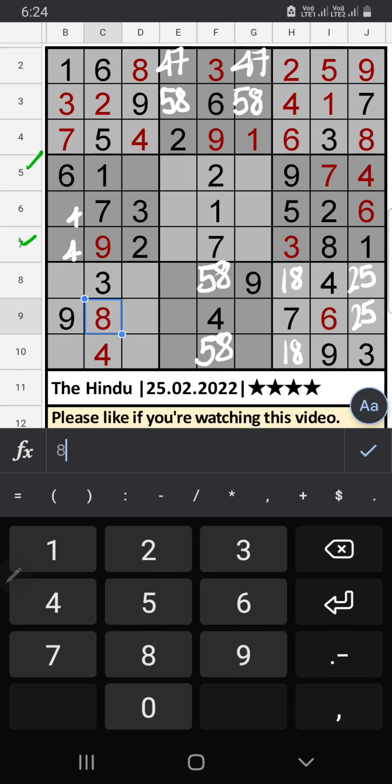Fifth row and seventh row, we have 9. So 9 can't come in these cells. Column G also we have 9. So 9 can't come in this cell. 9 is confirmed here. Column D, we have 4 and 8. So 4 and 8 can't come in this cell. It will come in any one of the cells. We will confirm later.